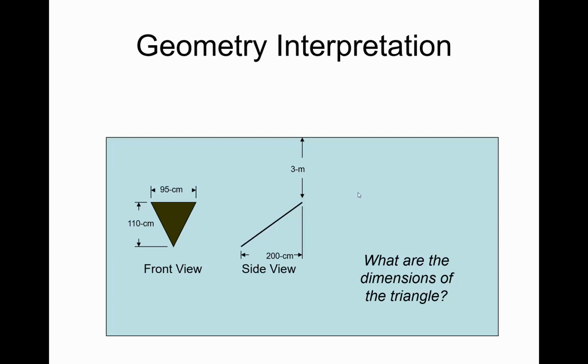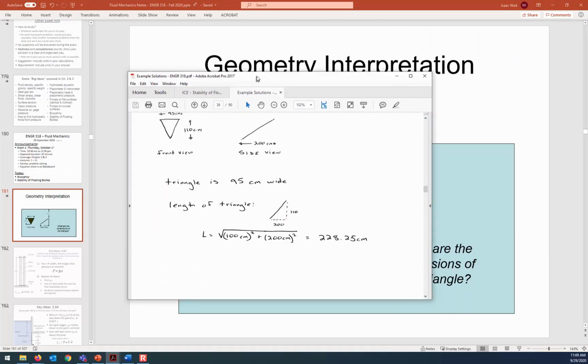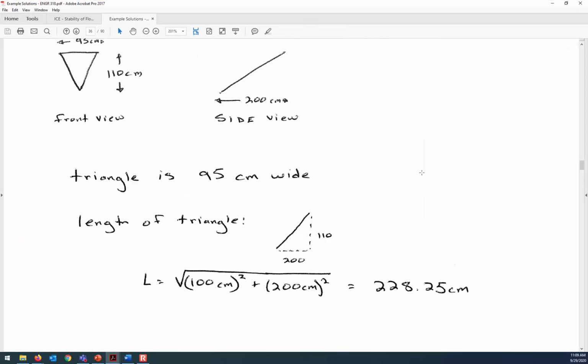That's right. So the actual distance from this top down to the tip, it's not 110, it's going to be longer than that. And so the way that we would calculate the actual dimensions of the triangle is you'd need to know this length. We want to know, 95 is the width, but what is this length? From the front view, we get the vertical component of its length. From the side view, we get the horizontal component of its length. And then we could calculate its actual length with the square root of the sum of the squares.